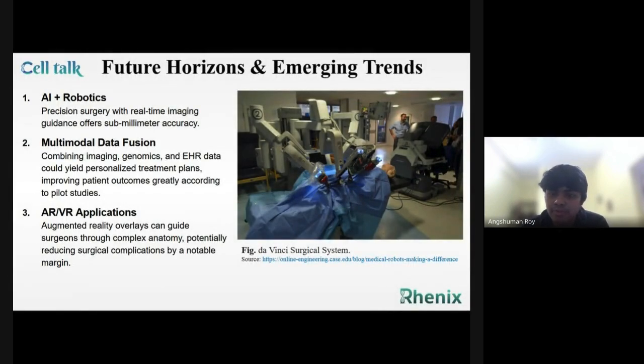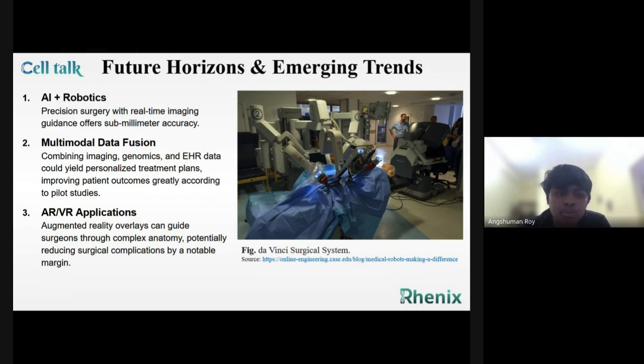Now, coming to the future horizons. Looking ahead, several future horizons and emerging trends are set to further revolutionize AI-assisted medical imaging and healthcare delivery. Firstly, the integration of AI in robotics promises unprecedented precision in surgery. Precision surgery with real-time imaging guidance offers sub-millisecond latency. The image that we have here is a Da Vinci surgical system. It is an AI-assisted robotic tool that can help do microsurgeries very easily.